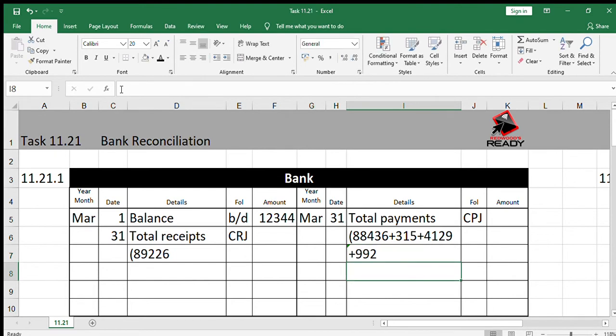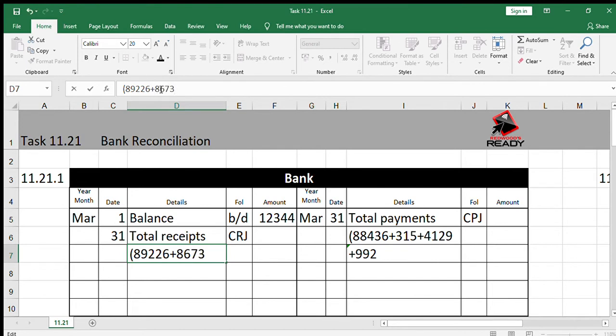Okay. Electronic payments made by customers. So those are EFTs into the business, and therefore they will be part of our CRJ figures. So we're going to add it on there, 8670.